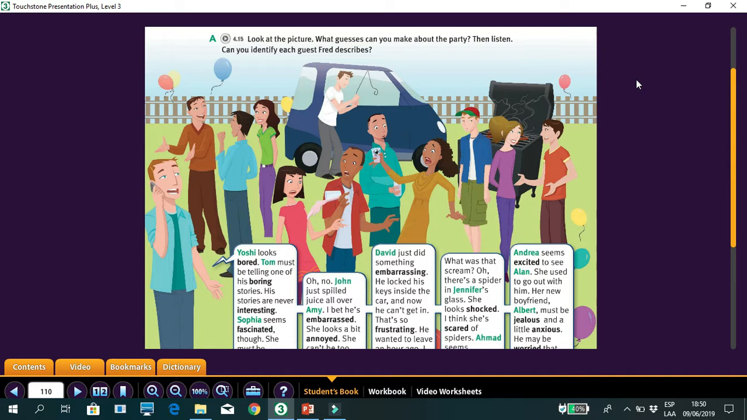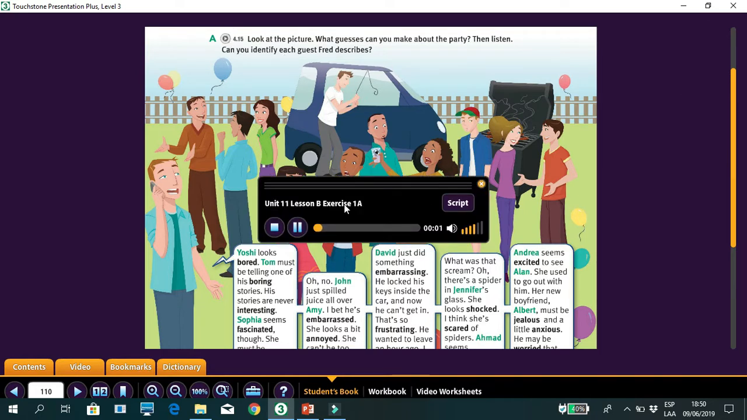Great! Now that you have made your guesses just by looking at the picture, we are going to listen to the description, to confirm your guesses. Okay, so let's begin. Page 110.